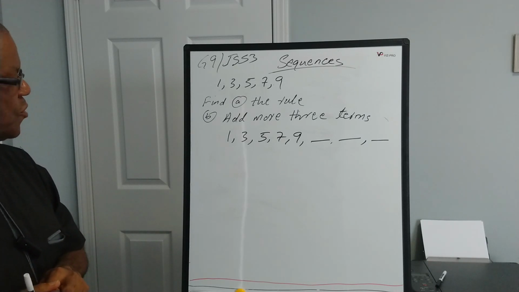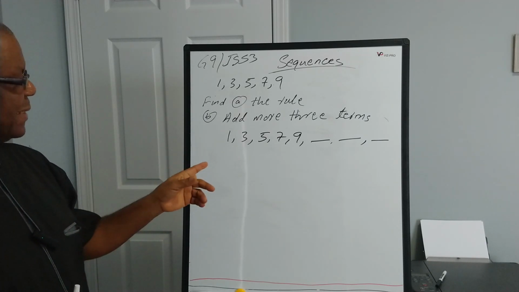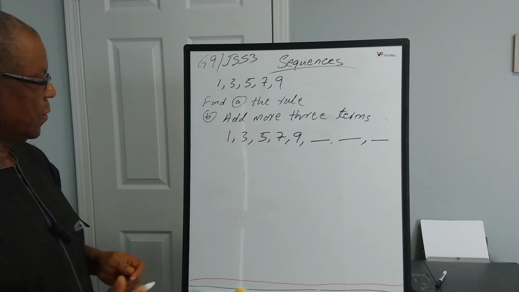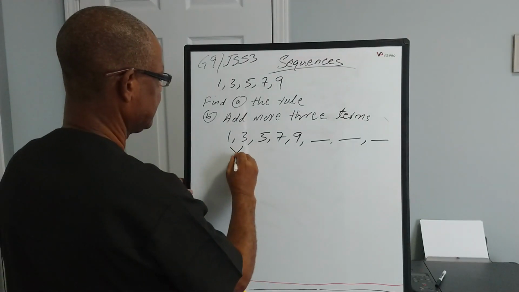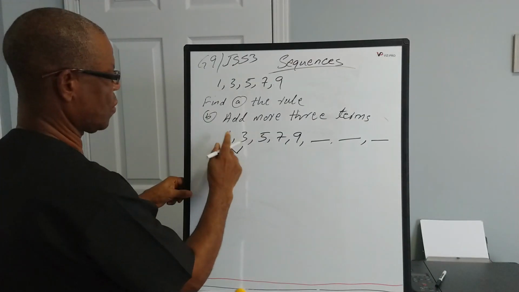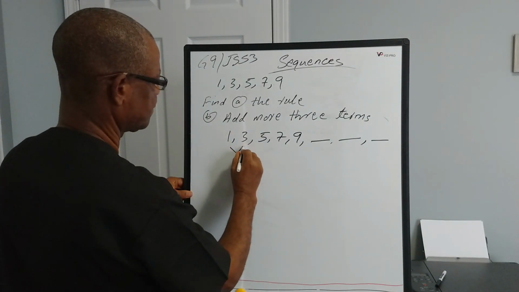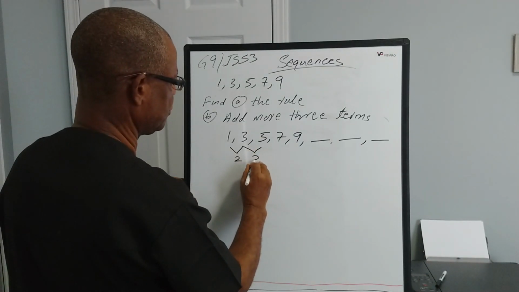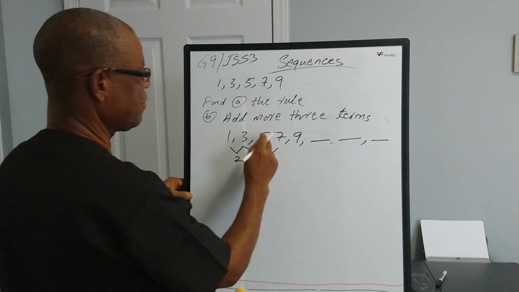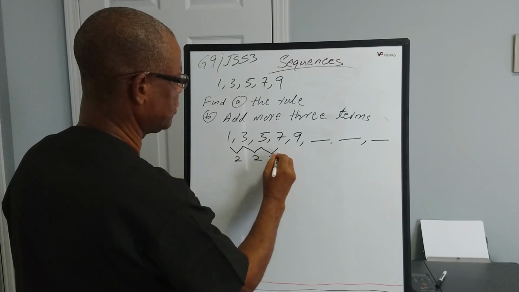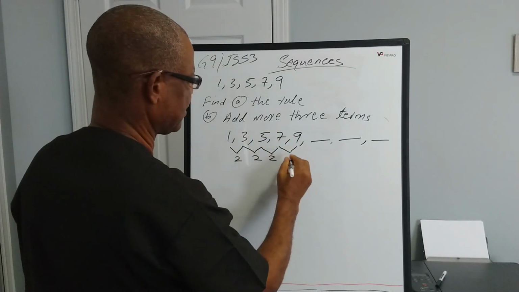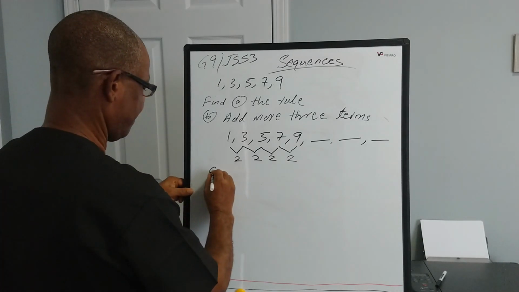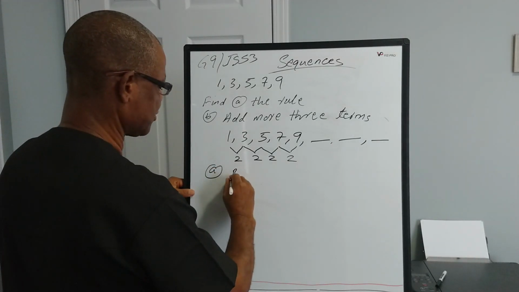What informs the writer that after 1, the next one should be 3? We can go this way. 3 minus 1 gives us 2. 5 minus 3 is 2. 7 minus 5 is 2. 9 minus 7 is 2. Therefore, we say that the rule is add 2.